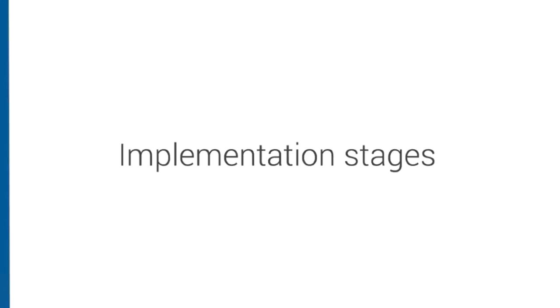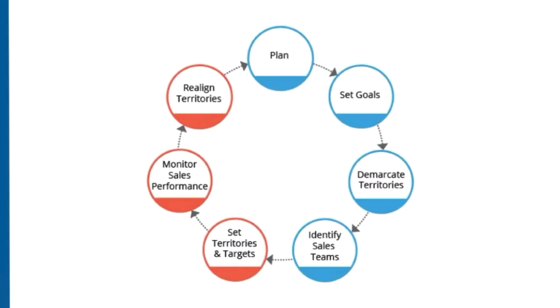Now let us look at the various stages of implementation. Before implementing territory management for your organization, I would recommend you to have a feasibility study and a stakeholders meeting, and then make sure that everyone has consensus on implementing territory management for your organization. So you have to plan very well in advance. For example, if you are planning implementation of territory management in 2017, say Q2, you should start from now.